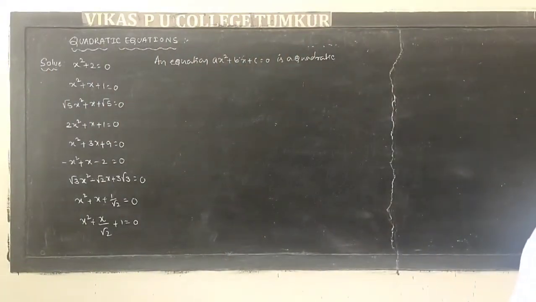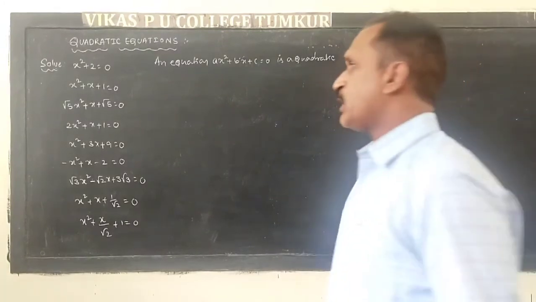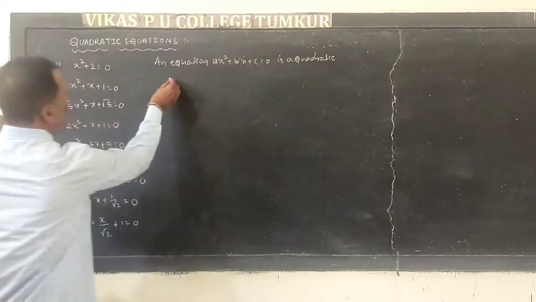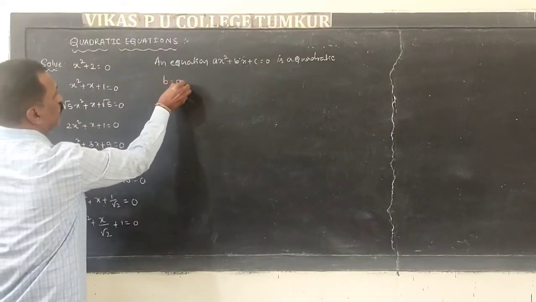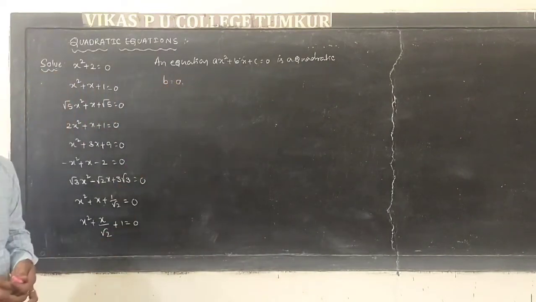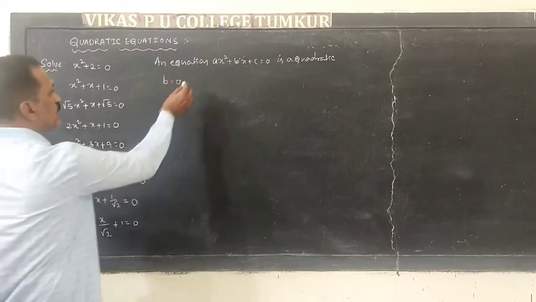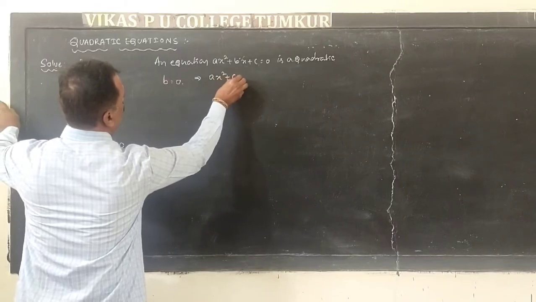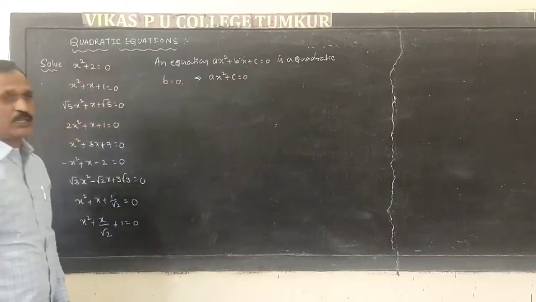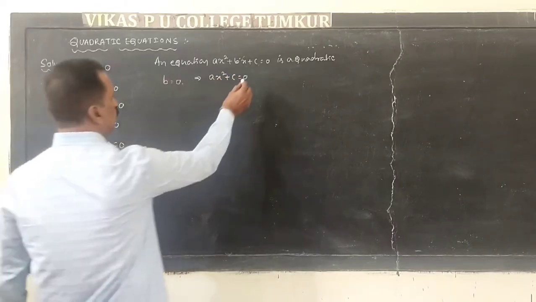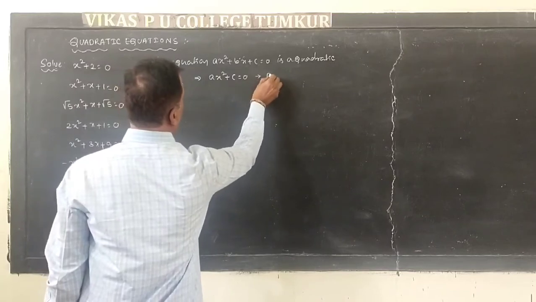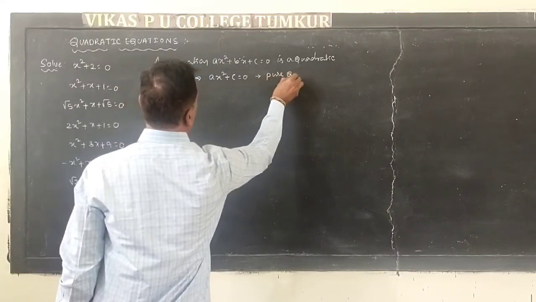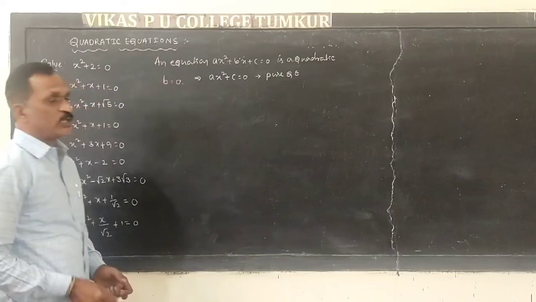Two special cases I can organize or analyze. Which are those? In this equation, b may be equal to 0, and this equation reduces to ax square plus c is equal to 0. Of course, this is known as a pure quadratic equation.